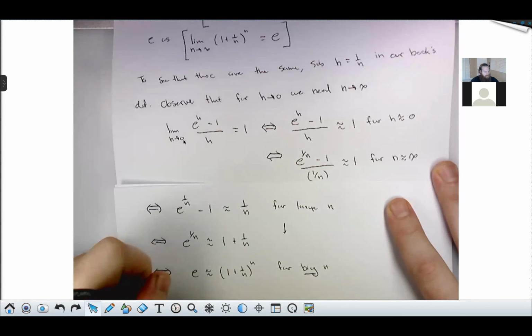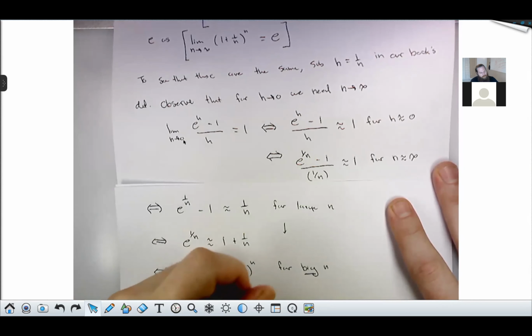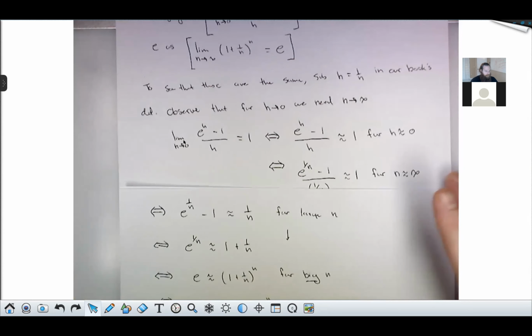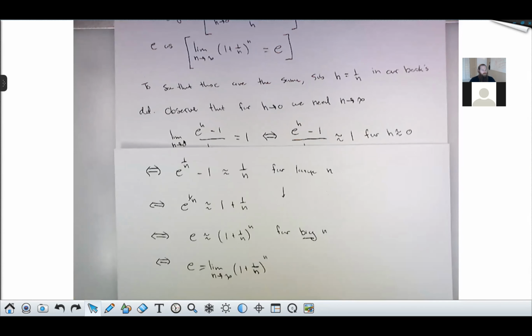And this is the same thing as saying that e is equal to the limit as n goes to infinity of (1 plus 1 over n) to the n. So these really are the same, right? Your textbook's definition really is the same as the old-fashioned definition.